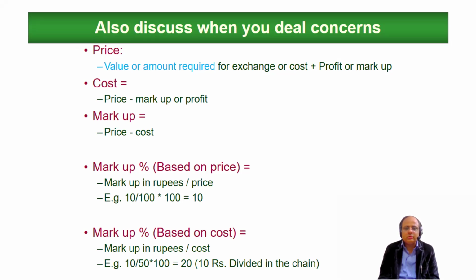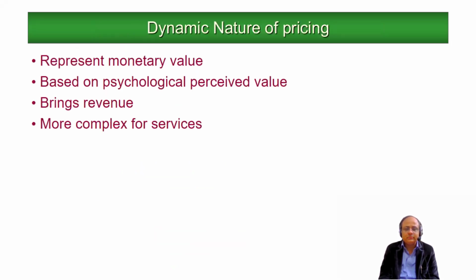So this is markup based on price, and similarly, the markup can be calculated based upon the cost at the same time. So pricing is very dynamic in nature. It represents monetary value. It is based on the psychological perceived value. So what does your psychology say? Psychology says that if the price is high, the quality is going to be high. If the price is low, the quality may be low. That's what the psychology is all about.